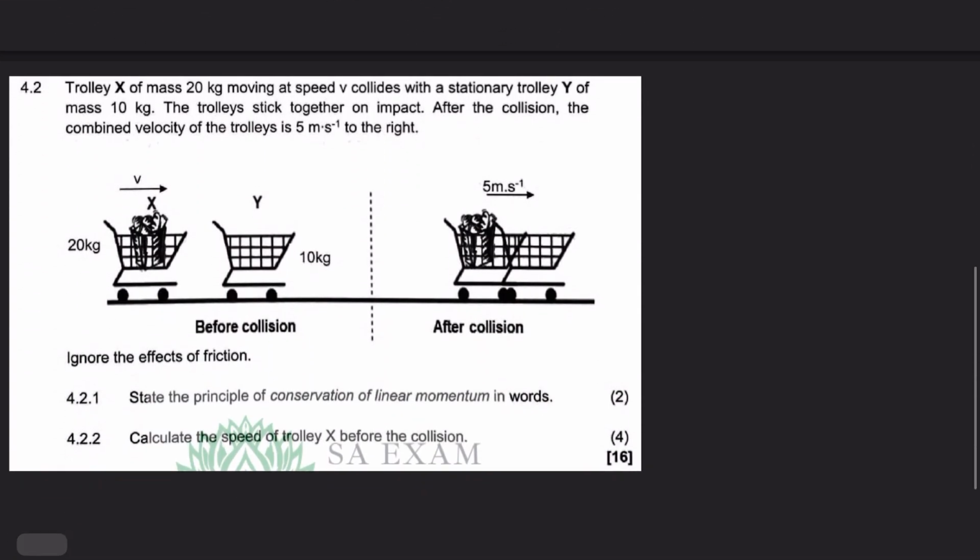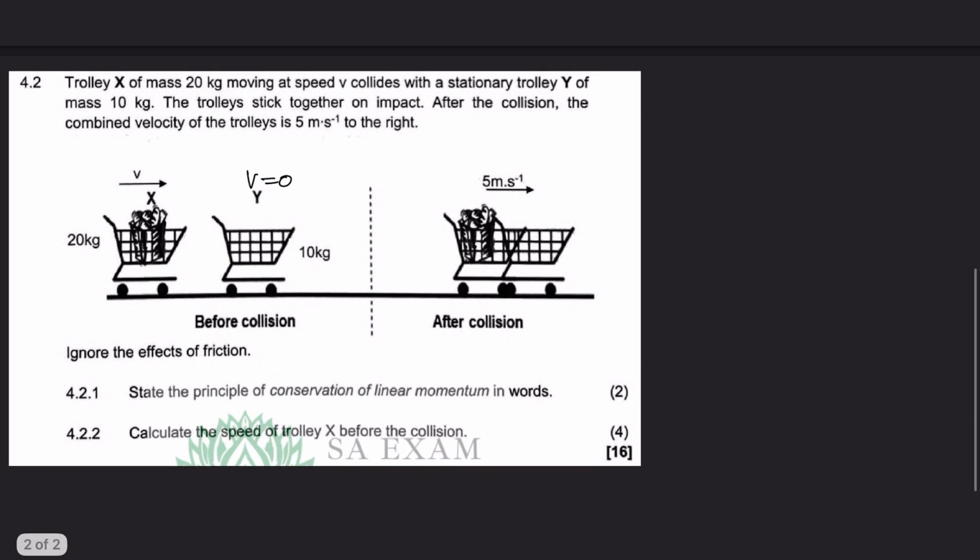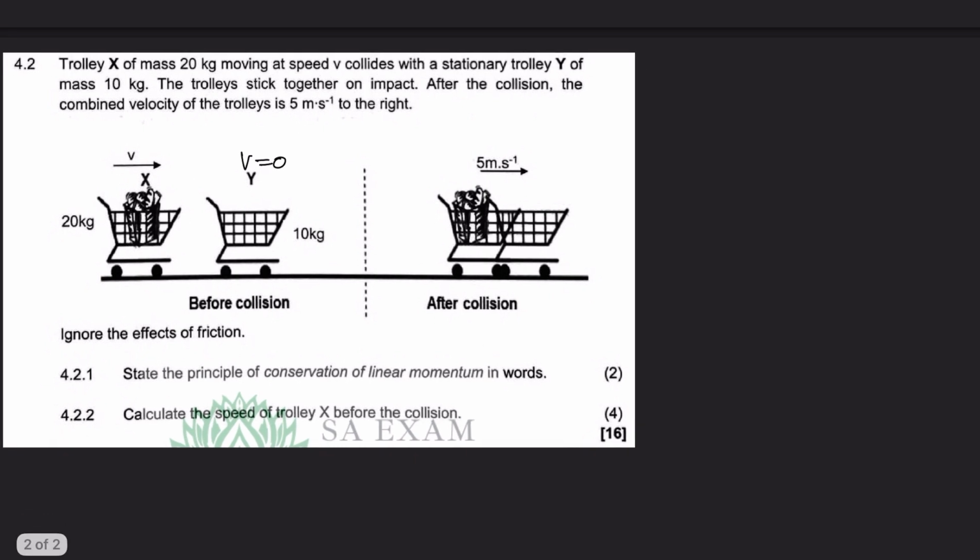Let's move on. Question 4.2. Trolley X of mass 20 kilograms moving at speed v collides with a stationary trolley Y of mass 10. Let's input that information. We know the velocity of trolley Y is 0. The trolleys stick together on impact. After the collision, the combined velocity is 5 to the right. State the principle. Again, we're not interested in that right now. We want to calculate the next one, which is the speed of trolley X before the collision.